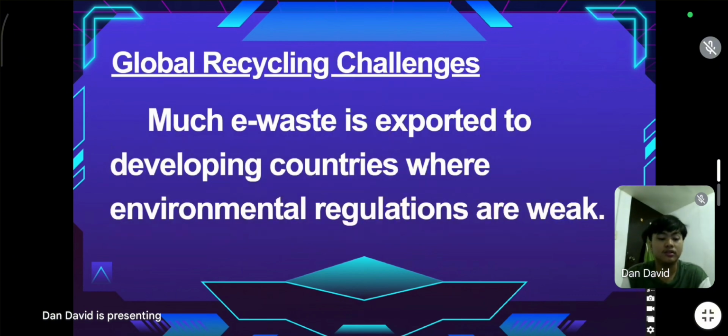Next one is global recycling challenges. Much e-waste is exported to developing countries where environmental regulations are weak. This highlights global challenges, showing how unsafe recycling practices can create environmental and ethical issues in less developed nations.